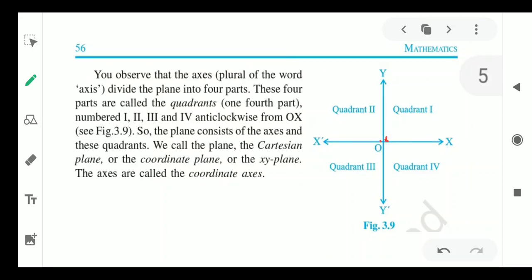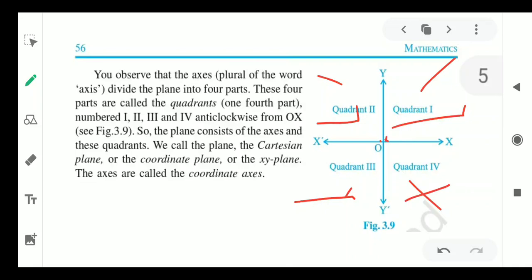So here the x-axis and y-axis divide the plane into 4 equal parts. This is one part, this is one part, this is one part, this is one part. These are called the first quadrant, second quadrant, third quadrant, fourth quadrant. Very important it is.